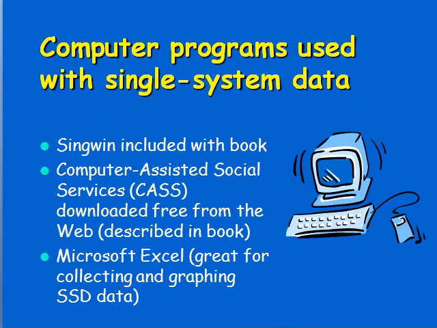Again, computer programs used with single system designs. There are two provided with the book that can be downloaded from the CD, or I guess DVD, in the back of your book: Singwin and CAS. You can certainly look at those, but we're not going to. Singwin looks at how you do inferential statistics. We're not going to use inferential statistics with single system design data. I'll explain why when the time comes.